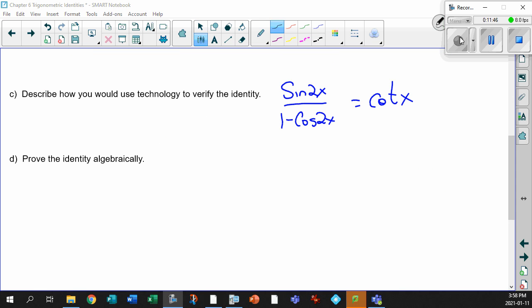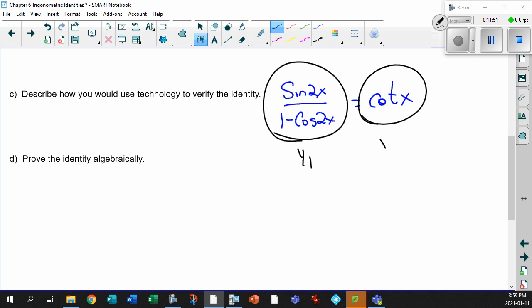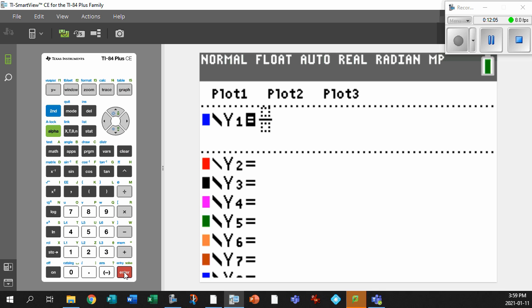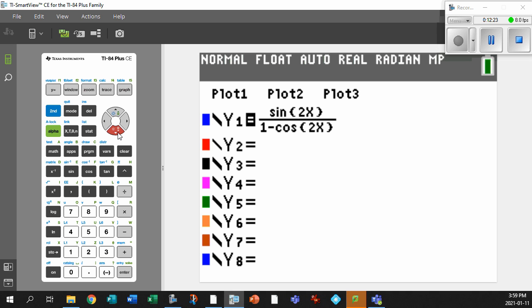So I rewrote the identity here and cleaned things up. And here's y1, there's y2. I'm just going to throw that directly into my calculator here, using the alpha button. Of course, second alpha, there's the fraction. So put in sine 2x. Oh, that's not very tough. Underneath here, you're going to put down 1 minus cos 2x. Oh, how beautiful is that? There's your y1. Your y2 is cotangent x.